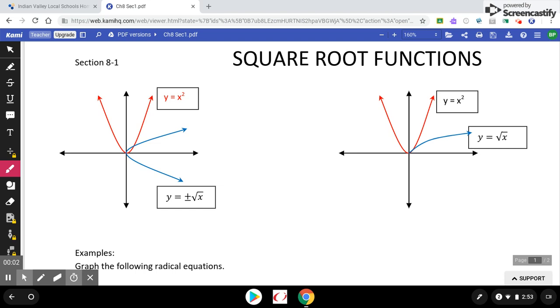Hey guys, section 8.1 notes. We're going to talk about square root functions and their graphs.